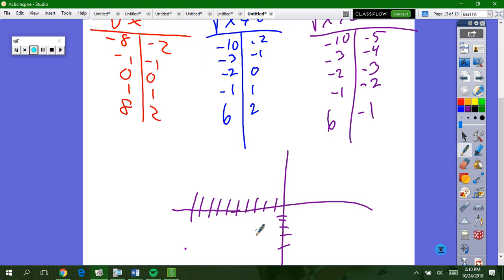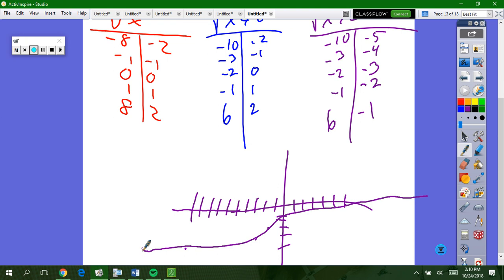Negative 3 is negative 3. Negative 2 is negative 3. Negative 1 is negative 2. That is what a cube root looks like.